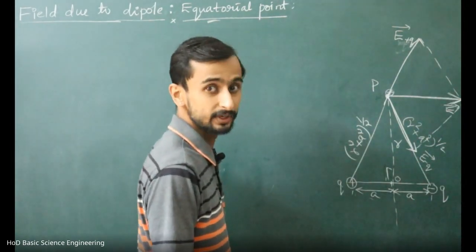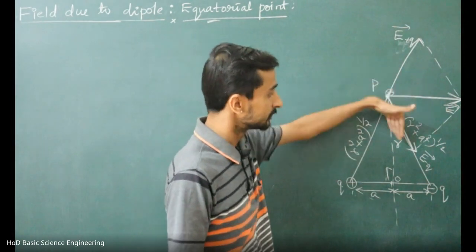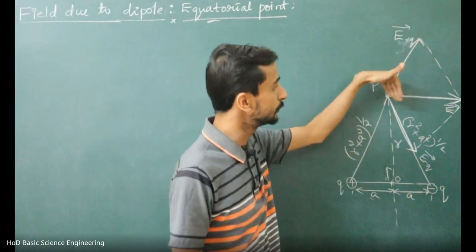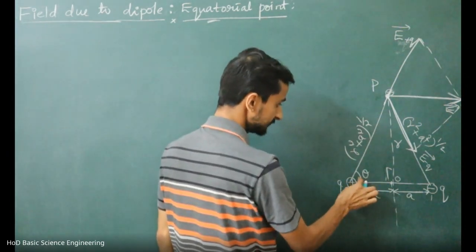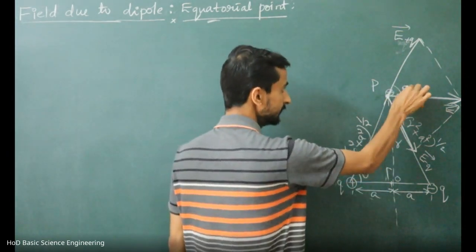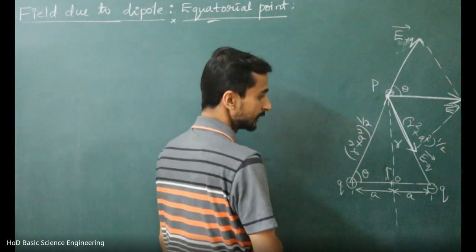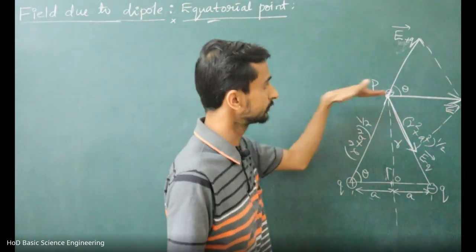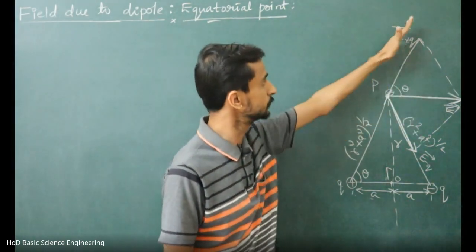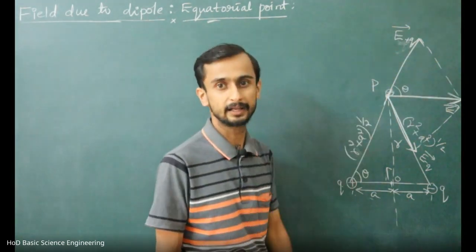So what do you mean by vector E? That is nothing but the resultant of E plus Q and E minus Q. You can take this particular angle as theta. If this angle is theta, this should be theta. That should be theta. And if you just look at the direction, it is acting along this, right? The resultant of these two is acting along the diagonal.